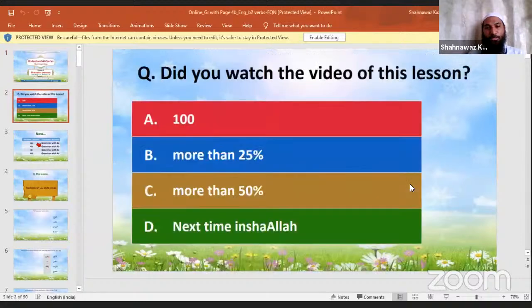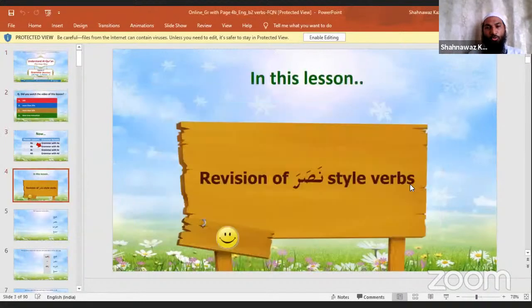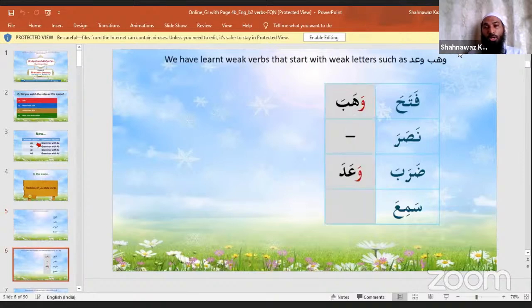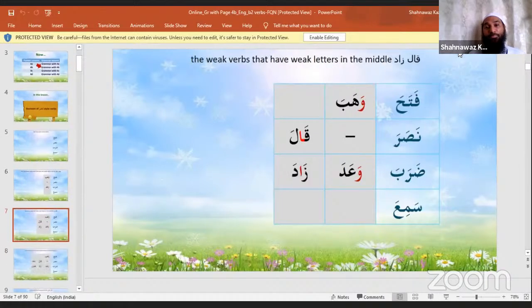Right, so going ahead, we are on 4b. So we will be doing today revision of the words which are on the bab Nasara. We have seen this that Fataha, Nasara, Daraba, Samia are the sound verbs. And after that, we did the weak verbs also. Wahaba, Yahabu, order of that was Hab. Wa'ada, Ya'idu, order was Id.